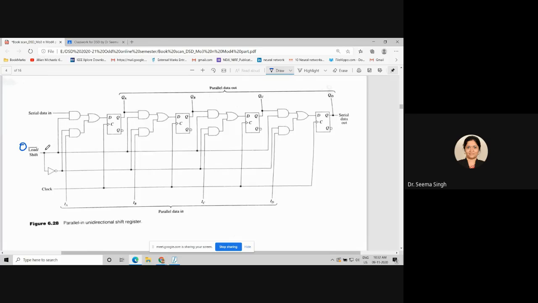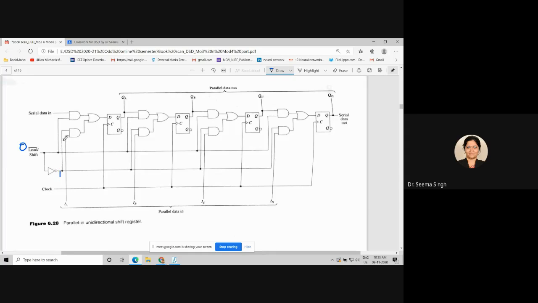Data being loaded means what? If I make a 0 here, this NOT gate is there. This NOT gate will make a 1 here, right? Now you see what is happening. This 1 is going into the second AND gate of all the 4 flip-flops. So this 1, when it goes to one of the inputs of all the AND gates, what will happen? This is my parallel data in.